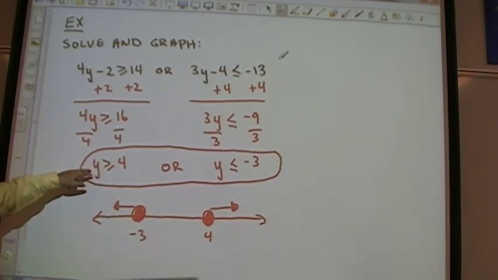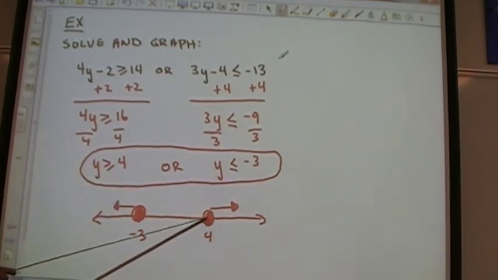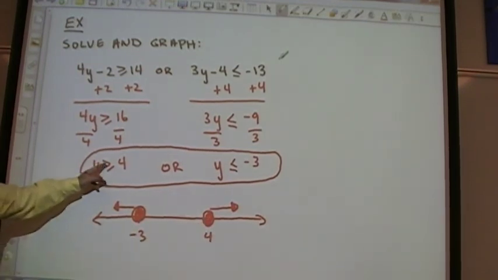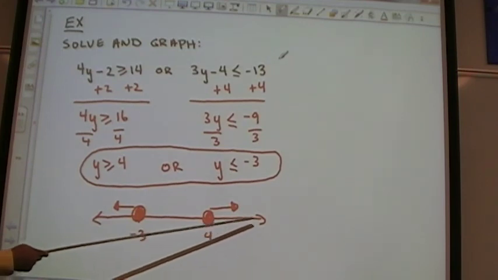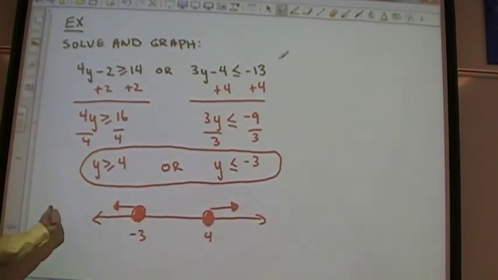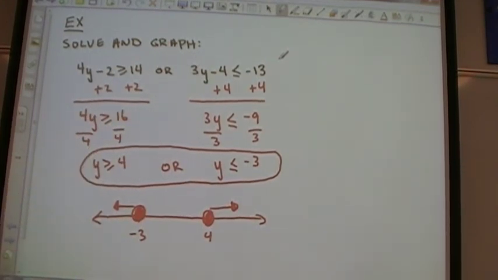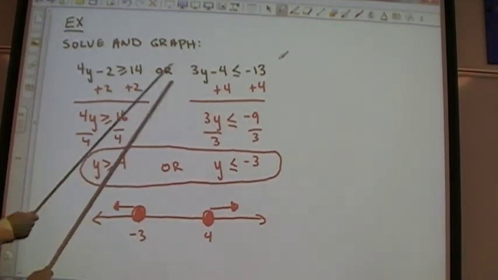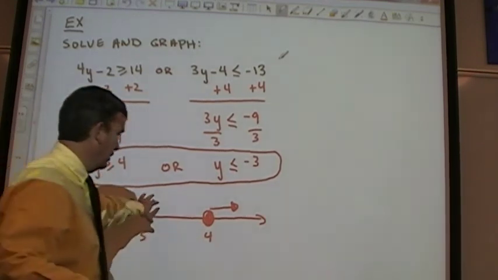Then I go over here to the 4. Greater than or equal to, since it's an equal to sign, closed circle. What's greater than 4? Everything to the right. So everything to the right of 4 or the left of negative 3 will be a solution to the original problem. Because remember, the solution only has to work in one of the two because it's an or. Okay? So that's what your graph should look like.